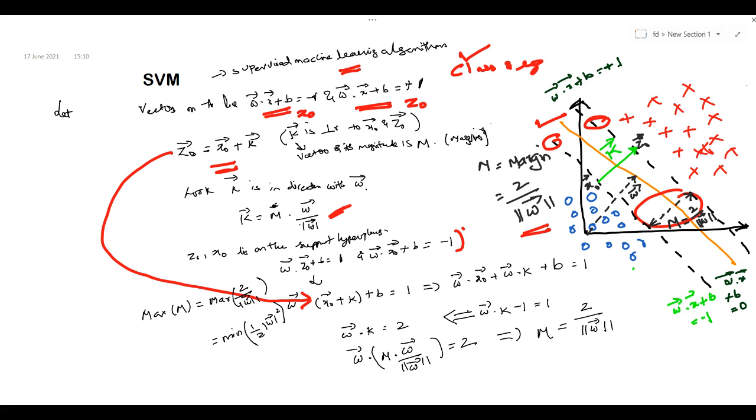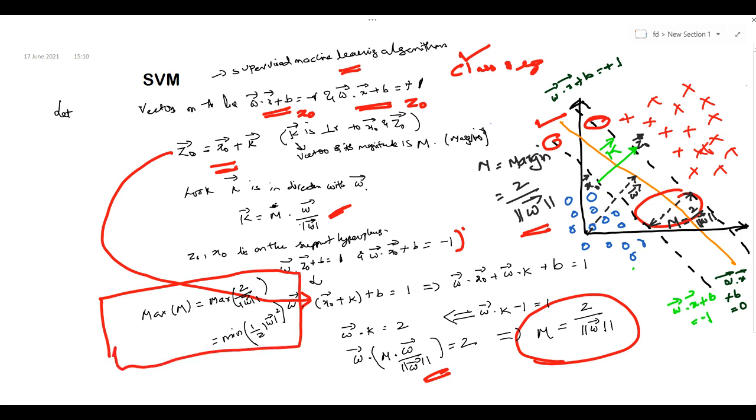So finally we can write w bar · k. We already know the value of k, that is the magnitude m, the margin, into its direction w bar by mod of w bar, so m times w bar · w bar by mod w bar is equal to 2. So now we can write the margin value m is equal to 2 by mod of w bar. So our objective function is to maximize m, that is, maximize 2 by mod of w bar.